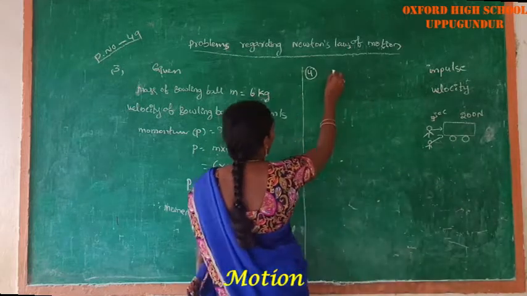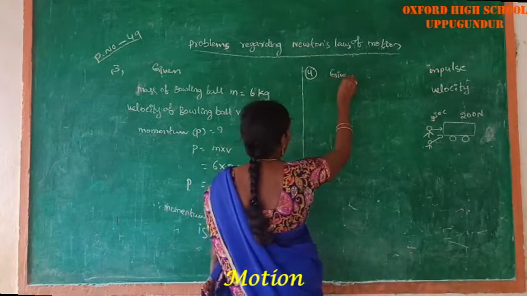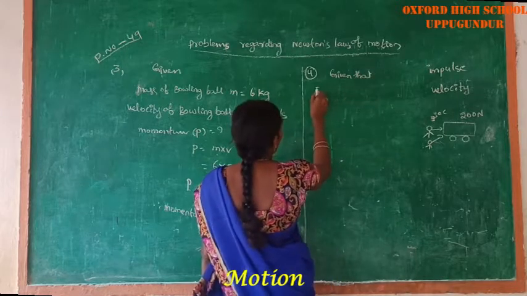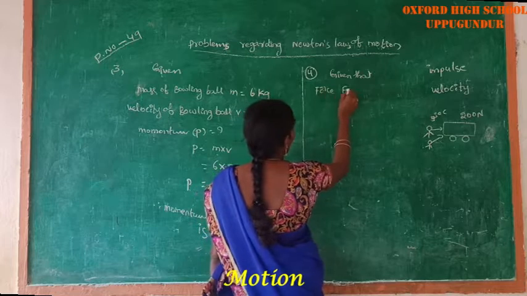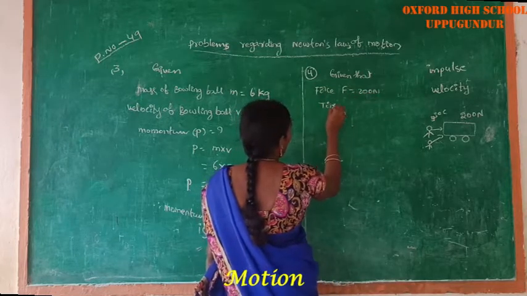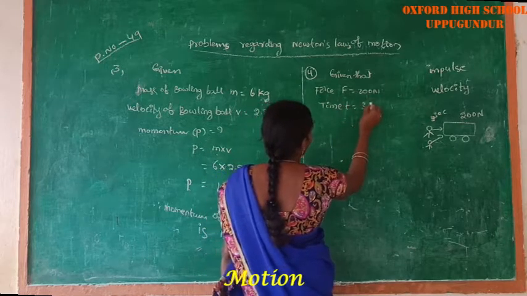First you have to write what is given in the problem. Given that the combined force F is equal to 200 newtons, and the interaction time t is equal to 3 seconds.